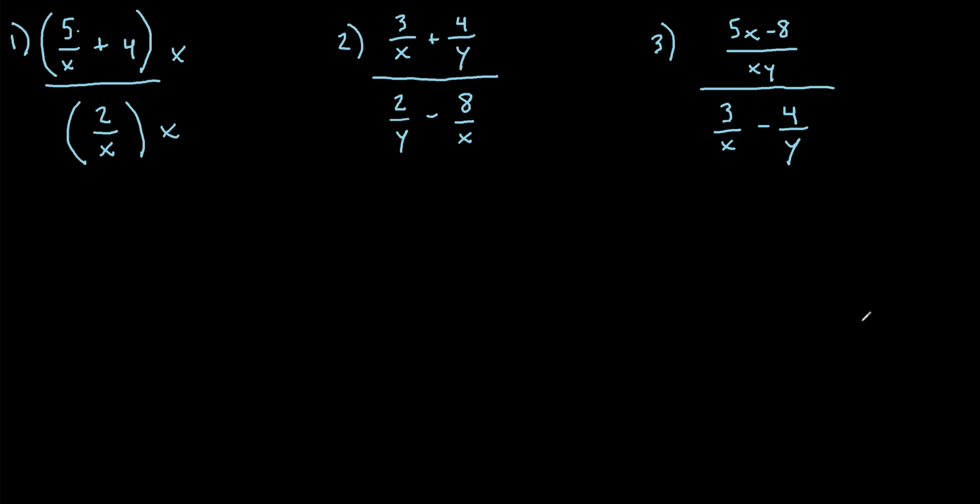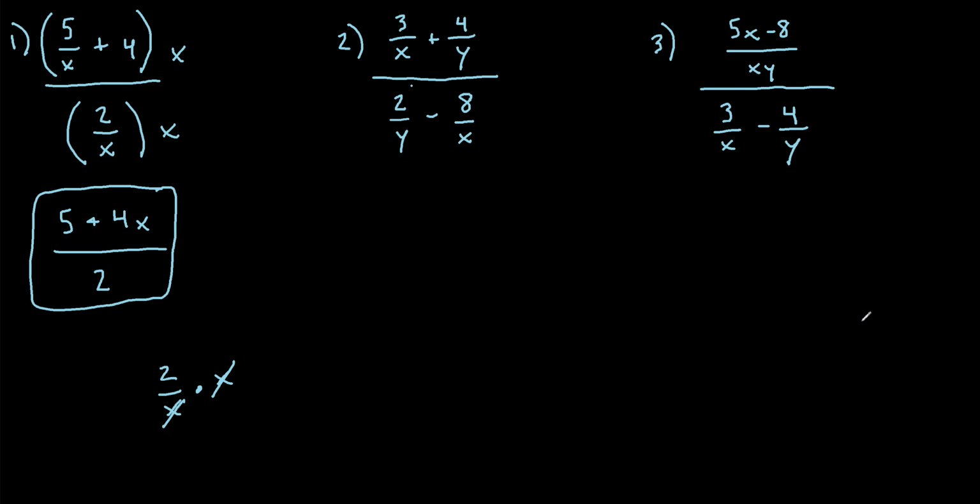So when we have 5 over x times x, the x's would just cancel out and we would be left with a 5. And then we have 4 times x, that's 4x. Now in the denominator we have 2 over x times x, so if we think 2 over x times x, these x's would cancel out and we would just be left with a 2. So that is our final answer for this one, 5 plus 4x over 2.